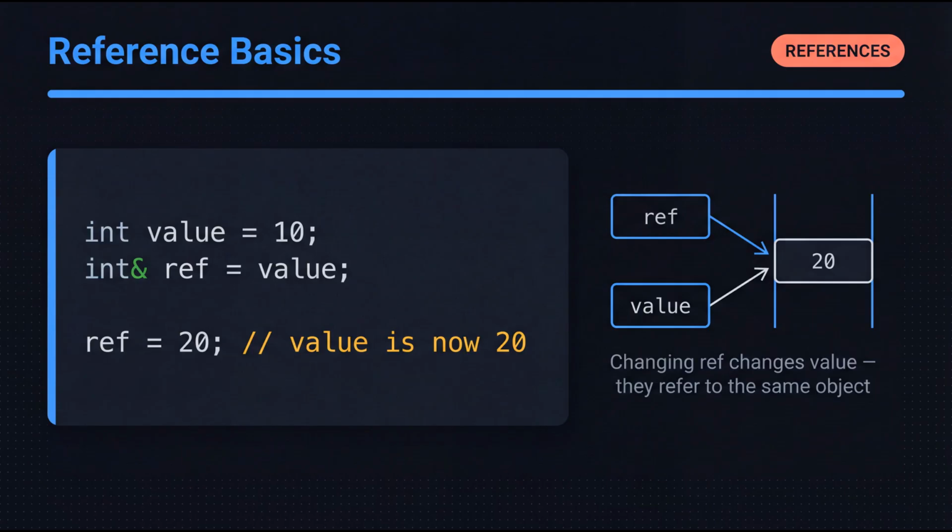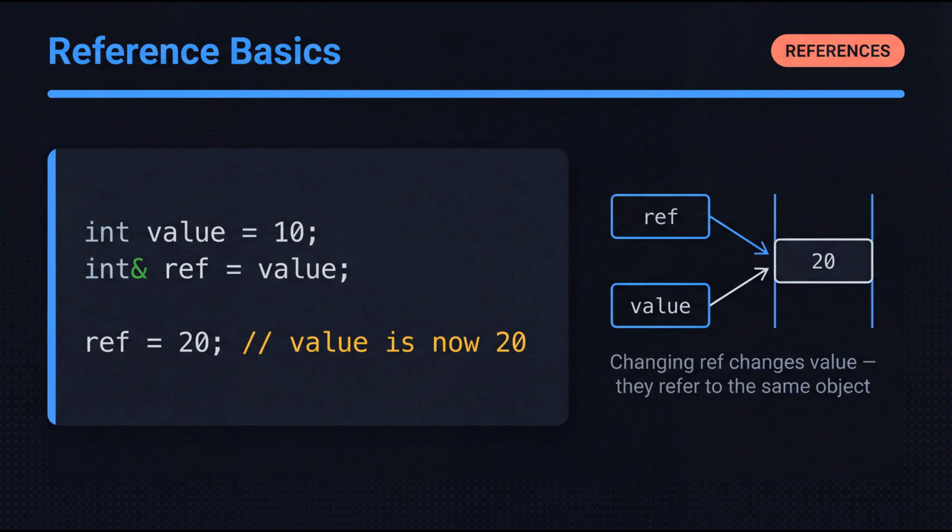A reference is an alias, another name for an existing object. We declare int value equals 10, then int &ref equals value. Now ref and value refer to the exact same object in memory. When we write ref equals 20, value becomes 20. There's no copying happening. They're the same piece of memory with two names.